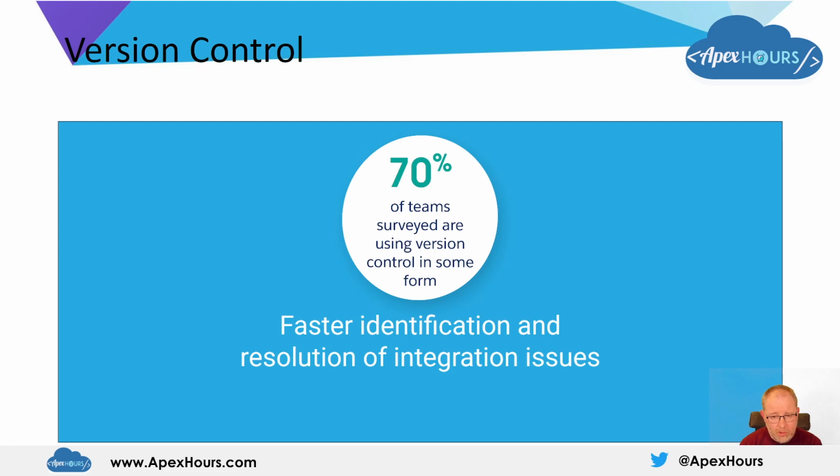Continuous integration, and as a result continuous delivery, is built on top of version control. It's just not possible without it. So version control is completely fundamental to any DevOps process.